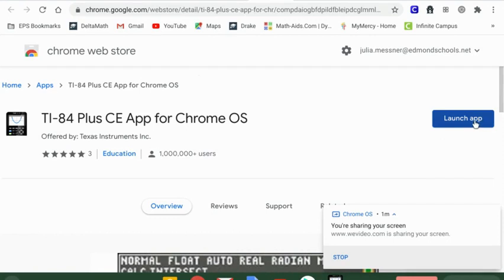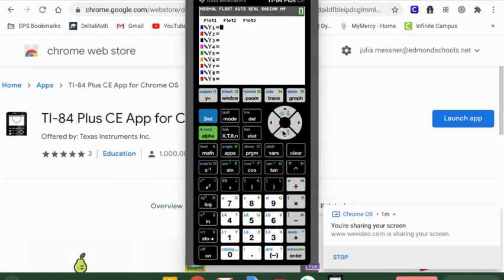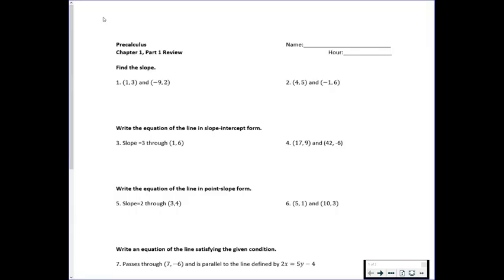Mine says launch app because I've already downloaded it. So once you've already downloaded it, it's going to say launch app. And you can click on it and it pulls up a graphing calculator just like what we use in class. So it's really good to have on test and just something that you're familiar with to use on your test and your quizzes.